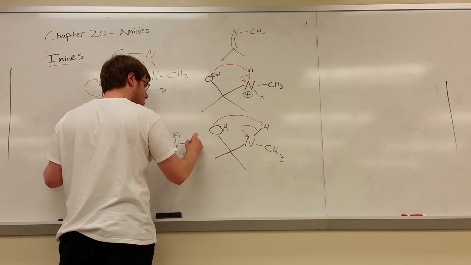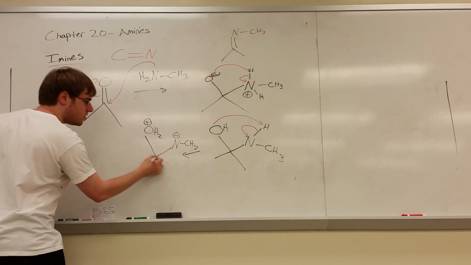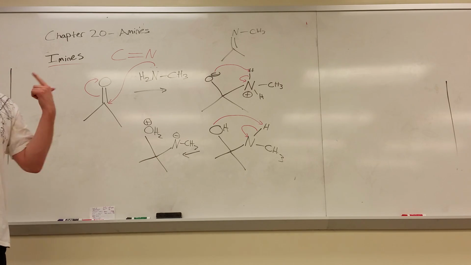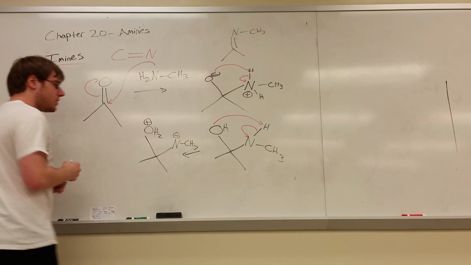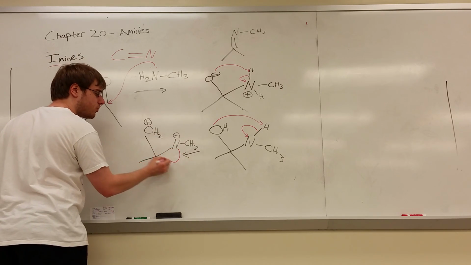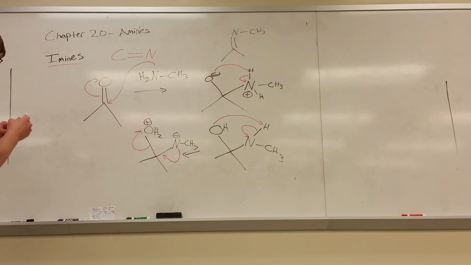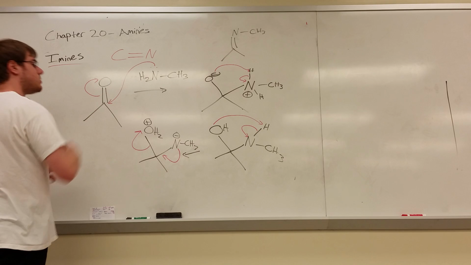So you have N-CH3 minus, and then the 2 methyls that were there originally. Now our goal is to kick out the H2O and form a carbon-nitrogen double bond, and the way that happens is the nitrogen's lone pair will swing down and form the double bond, kicking the H2O out. And so you will finally end up with what we expected.